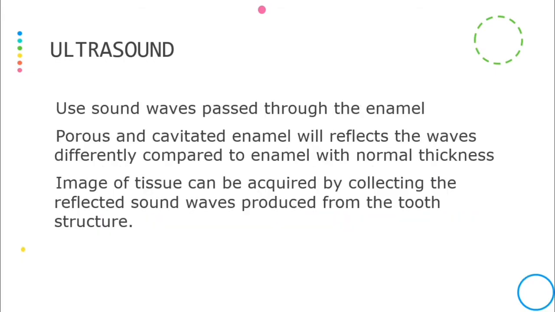Next, ultrasound. It uses sound waves passed through the enamel. Porous and cavitated enamel will reflect the waves differently compared to enamel with normal thickness. So an image of the tissue can be acquired by collecting the reflected sound waves produced from the tooth structure.